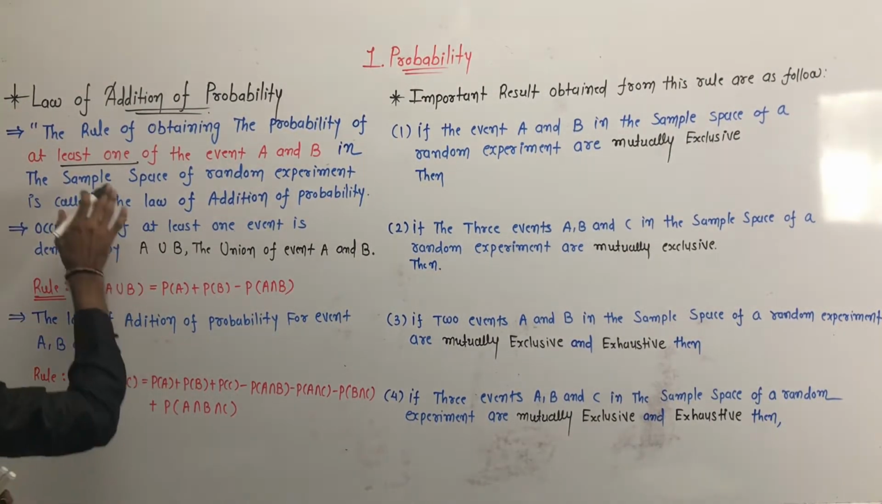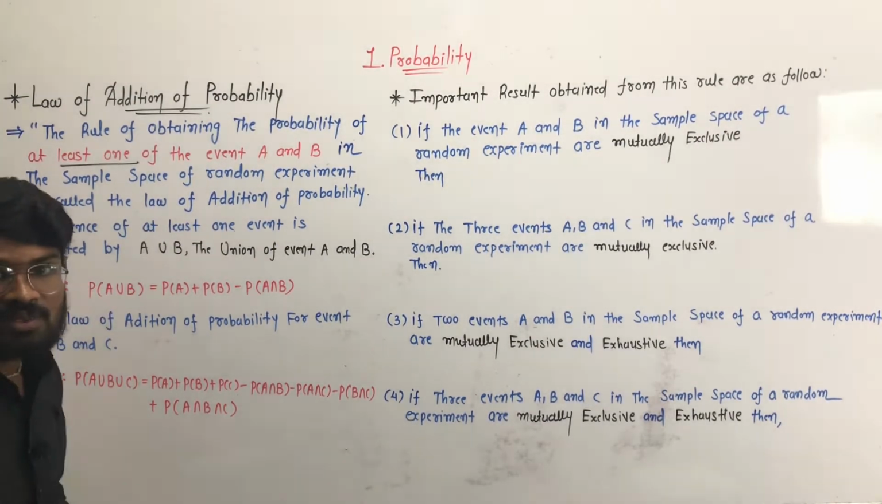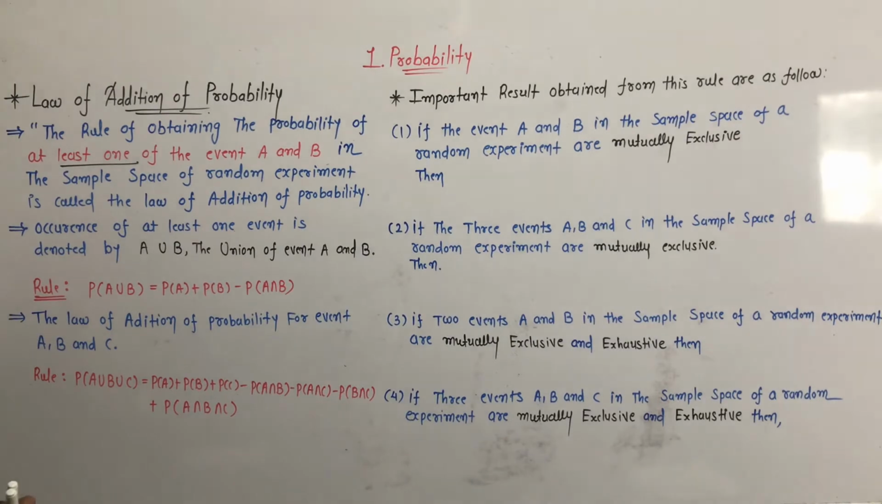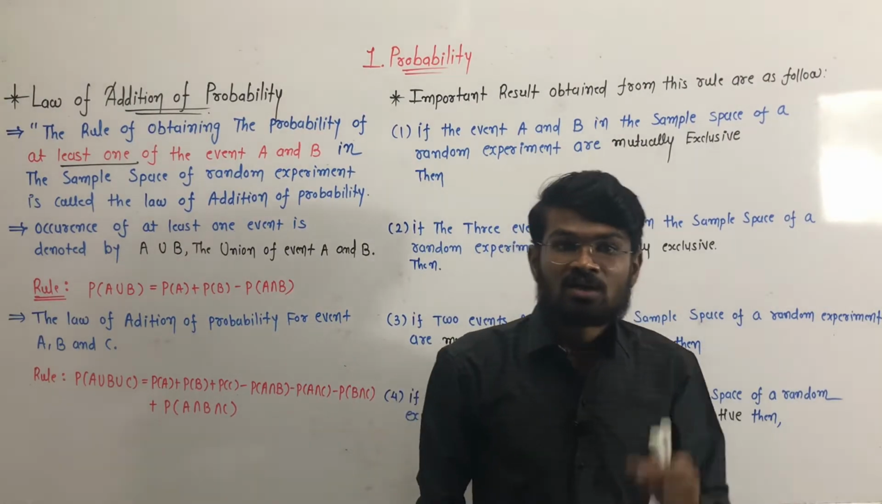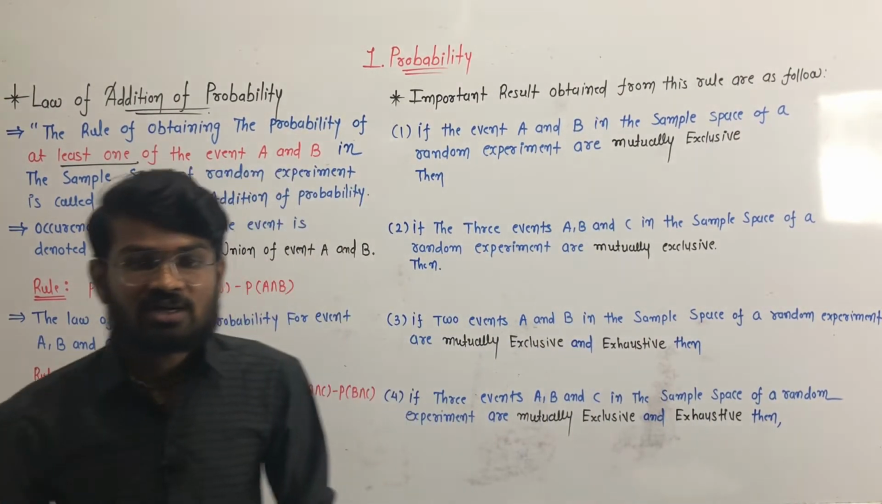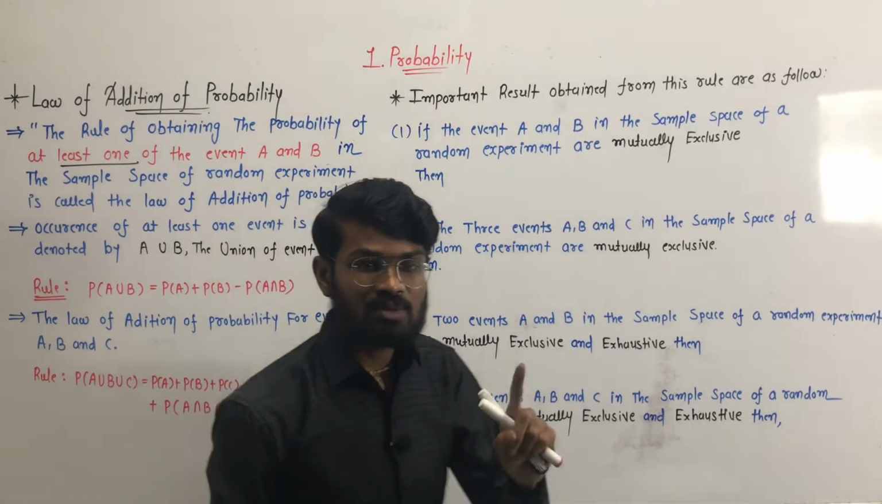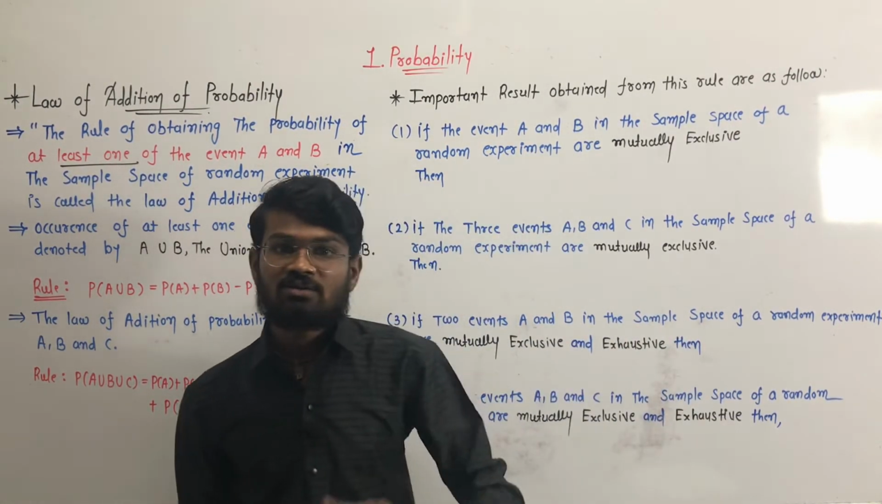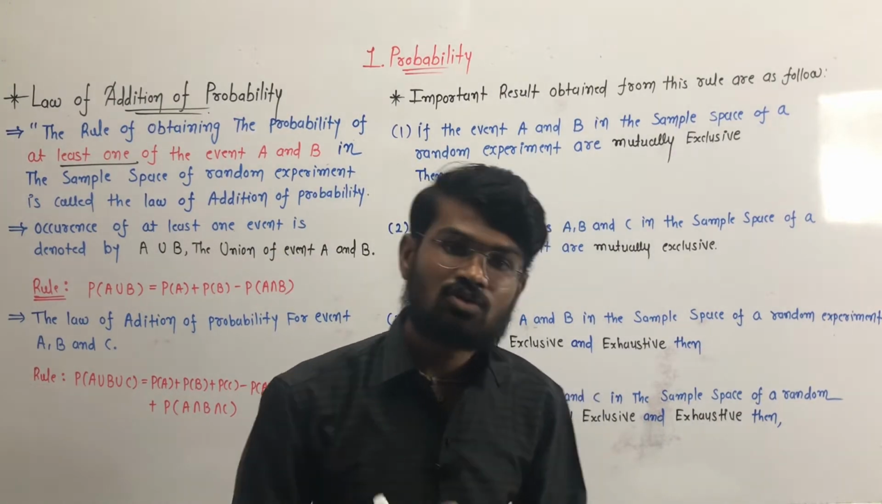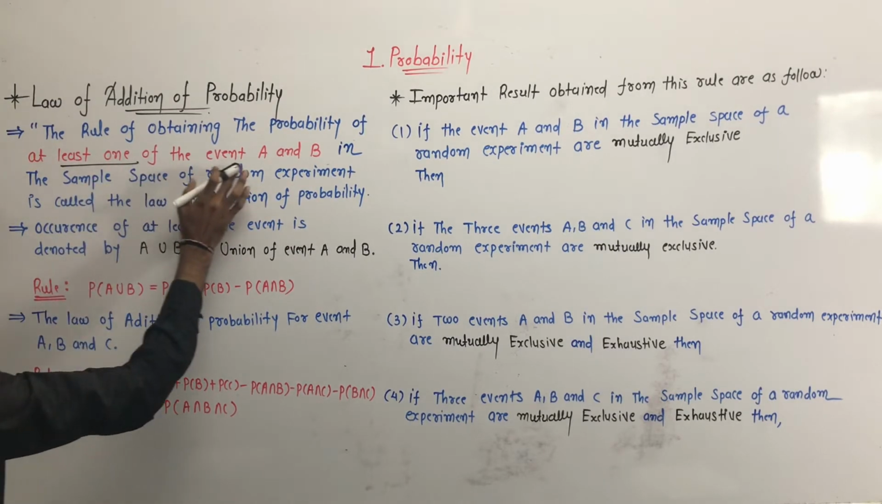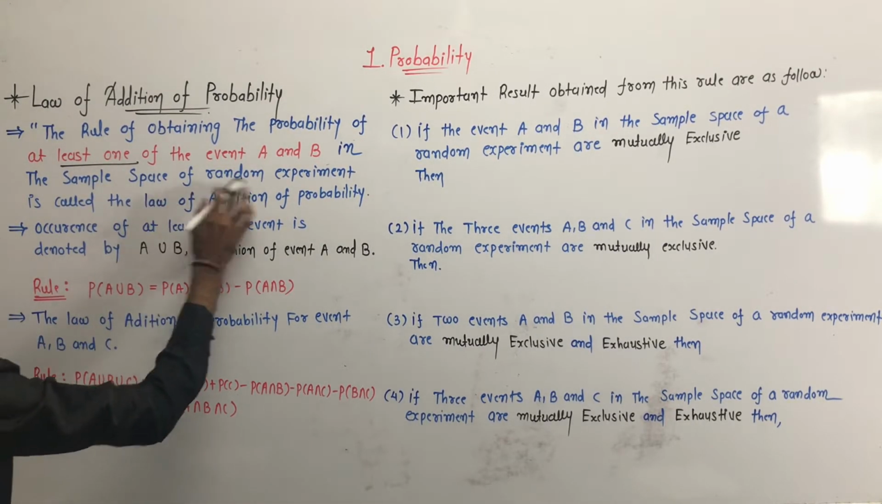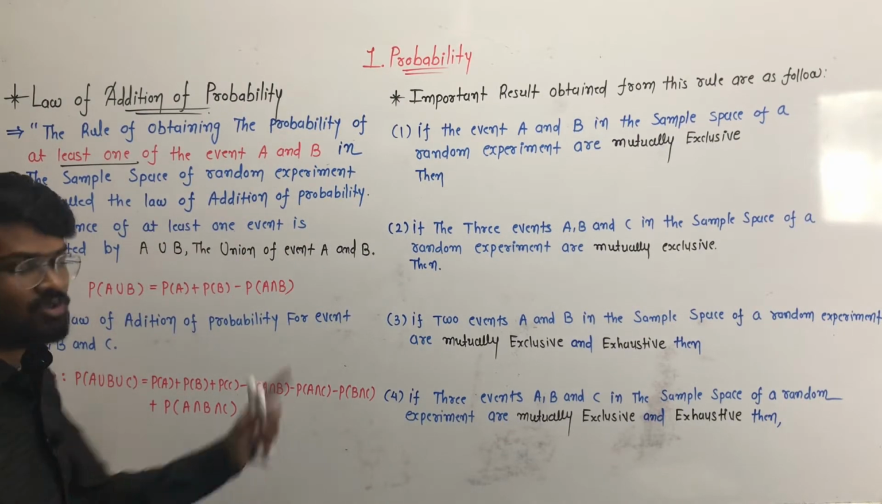So the probability of at least one of the events A and B, we discussed about it already. It is denoted by the union of events A and B. In the union of events A and B there is at least one of the events A and B. Union of event A and B में इवेंट A भी होगी, इवेंट B भी होगी, और इवेंट A एंड B दोनों होगी. Clear? So the rule of obtaining the probability of at least one of the events A and B in the sample space of the random experiment is called the law of addition of probability.